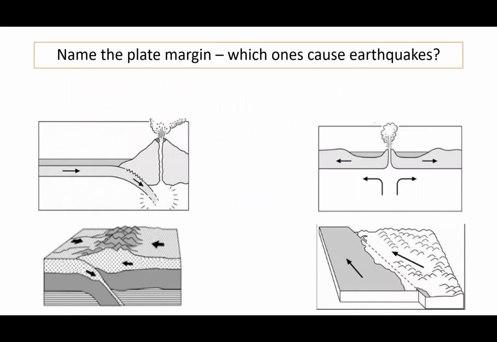So a bit of a recap. 4 plate margins, what are they and which ones cause earthquakes? This one here is your destructive margin, and that causes our largest earthquakes. This one here is our collision margin, so a type of destructive margin, still moving together, and they cause large earthquakes. This one is your constructive margin, so plates moving apart, constructing new crust. They do cause earthquakes, but only very small ones. And your conservative margin here, moving side to side, they also cause earthquakes. So all of them do.